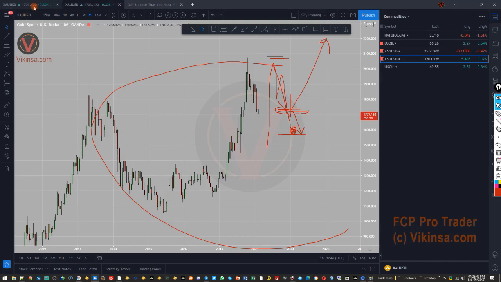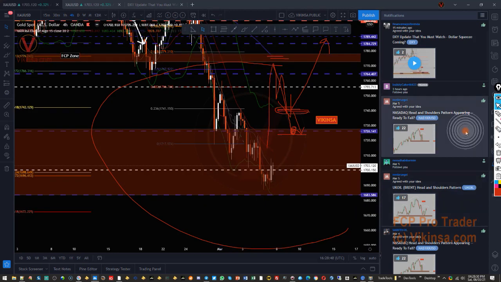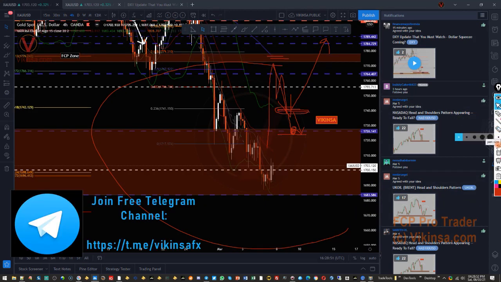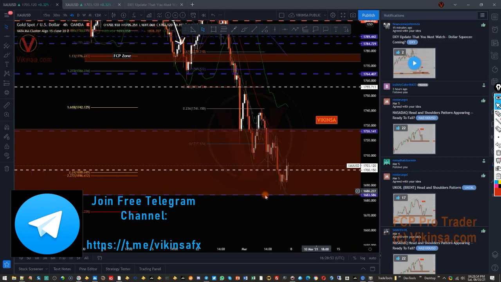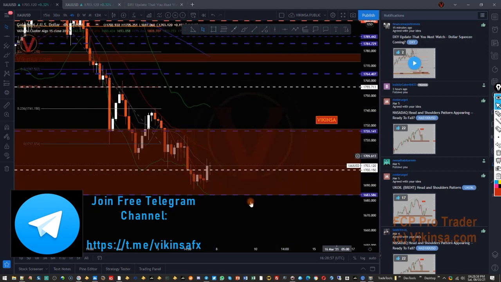Okay, so what do we have right now? If I go to the gold analysis that we have been following for a few months, for the past few months we have not been changing this chart continuously, because these levels are still valid.